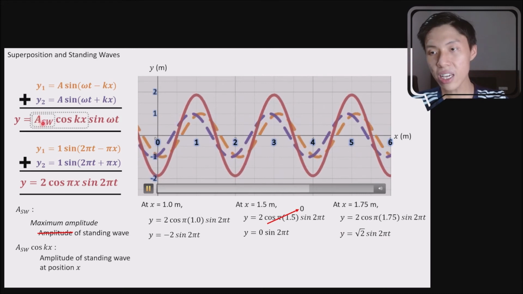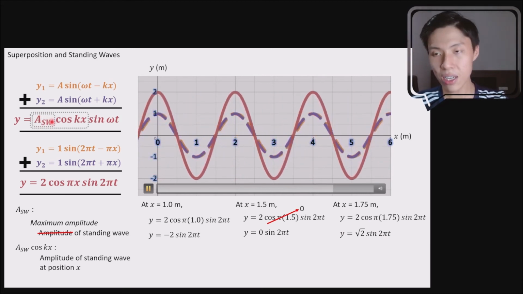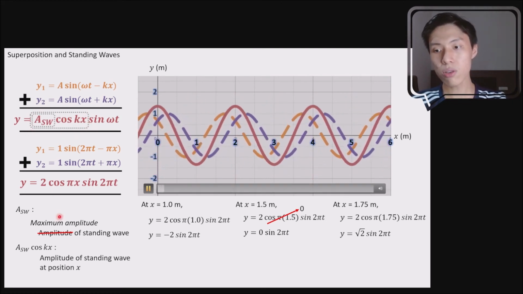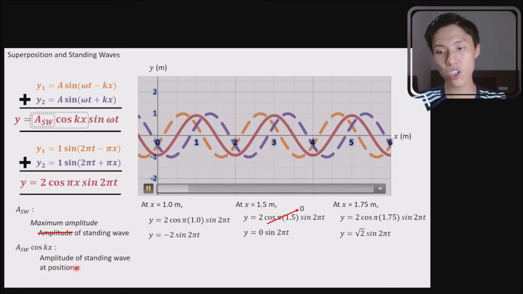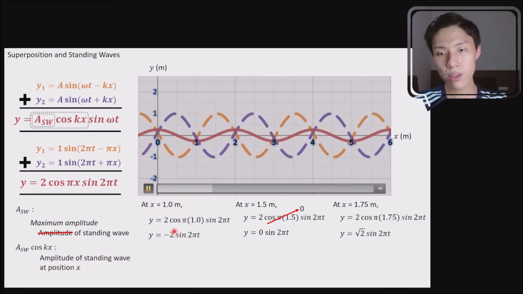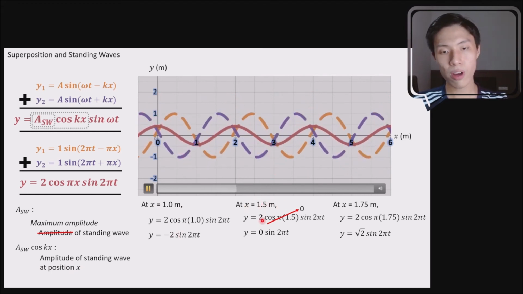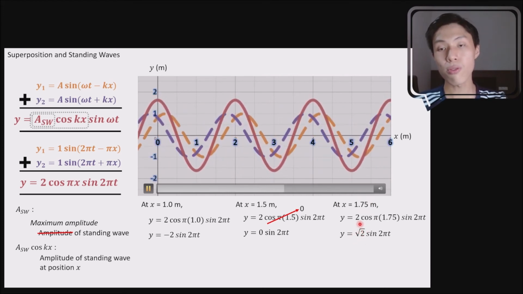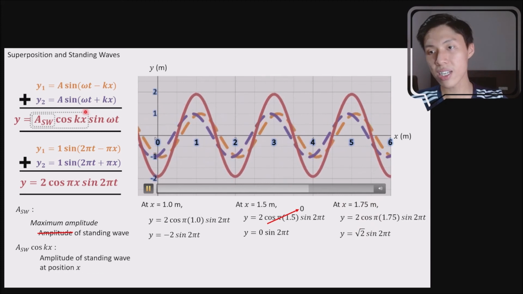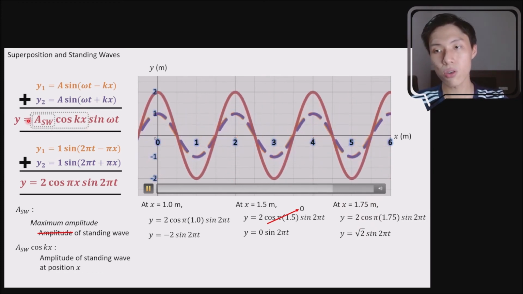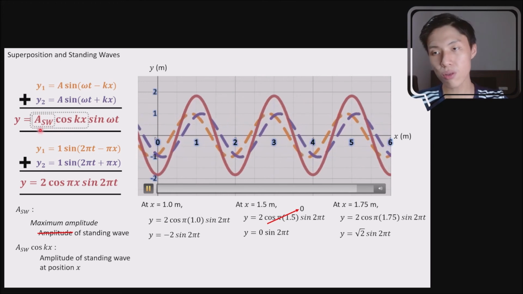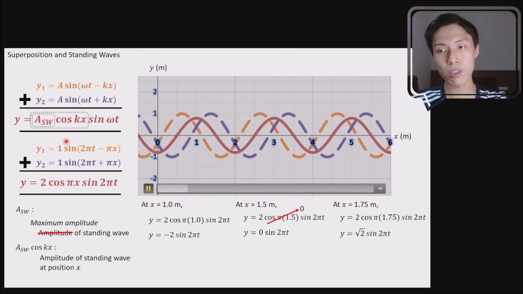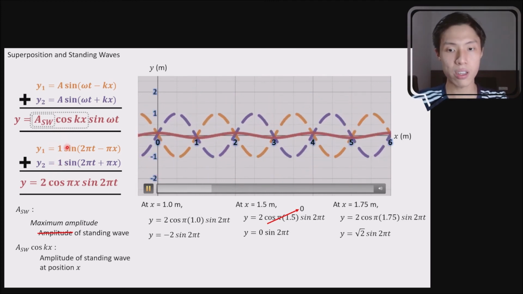Okay, so the A subscript standing wave cos kx, this portion of the equation here tells us the amplitude of the standing wave at position x. So at x equals 1.0, the amplitude is 2. At x equals 1.5, the amplitude is 0. At x equals 1.75, the amplitude is square root of 2. So if you are asked to find the amplitude at a certain position, you can just calculate A standing wave cosine kx. But remember, the A subscript standing wave, the amplitude for the standing wave, is always twice the value of the amplitude of the progressive wave. This one is important.